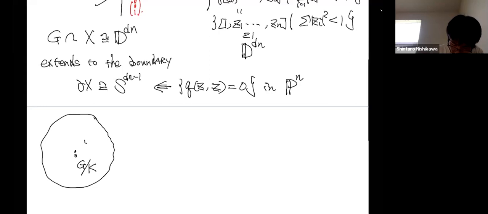So this is G over K, which is X. And the outside, this is a sphere. And let's take some point here on the boundary, whatever. So it can be (1, 0, 0, 0) on the sphere.